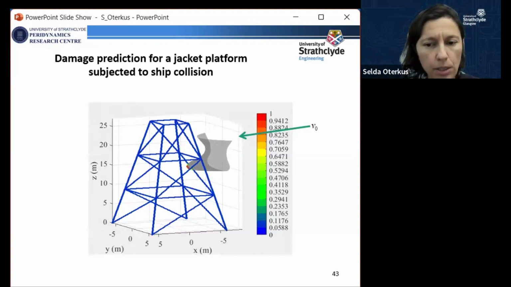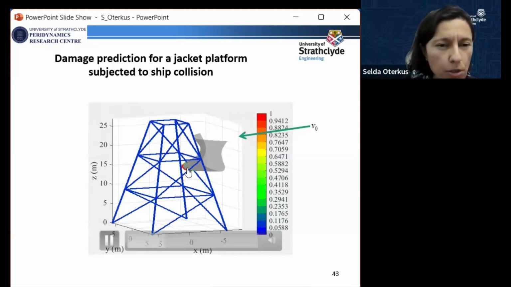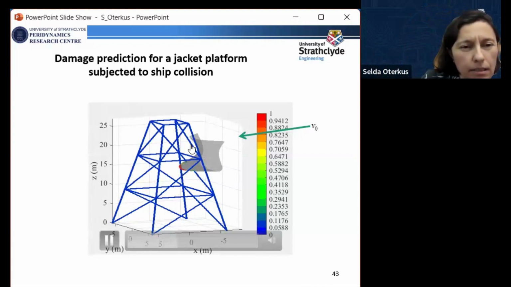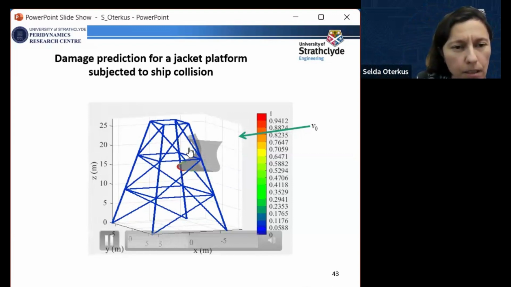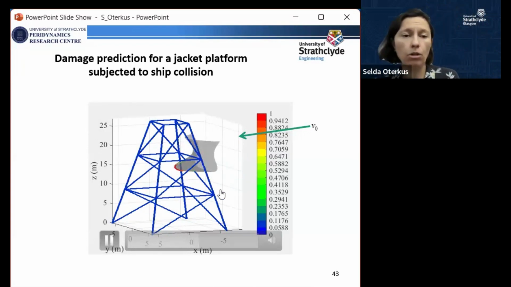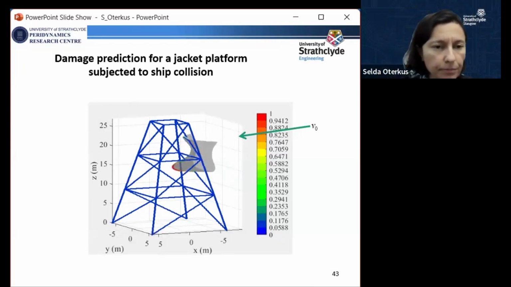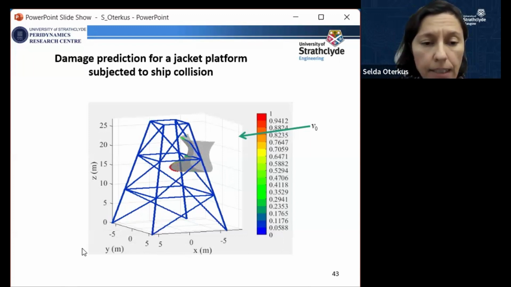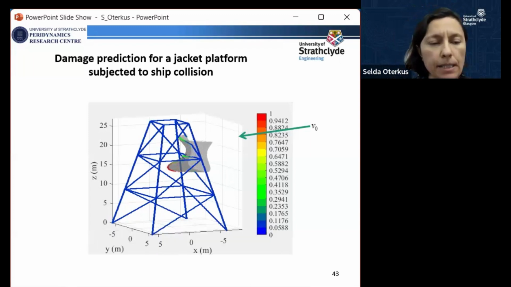As you can see, as the ship approaches our structure, the red part shows the damage. It gets collapsed because of the ship approaching our jacket platform. Of course, this model can be extended to more complex real scenarios.